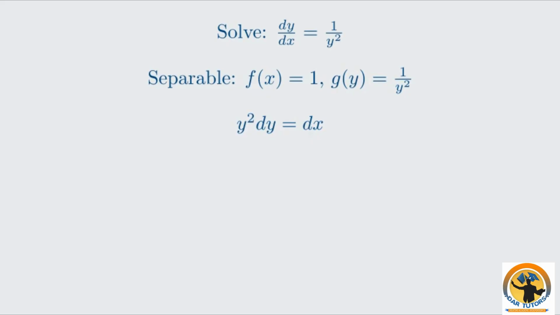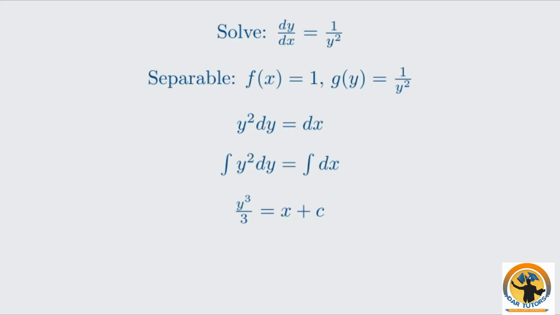Next, we integrate both sides. We set up the integrals. The integral of y squared dy equals the integral of dx. Now we evaluate the integrals. Using the power rule for integration, the integral of y squared is y cubed over 3. The integral of dx is x. We add a constant of integration, c. This is the general solution in implicit form.